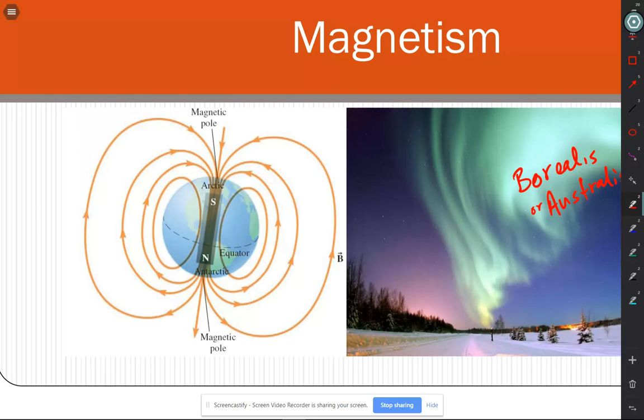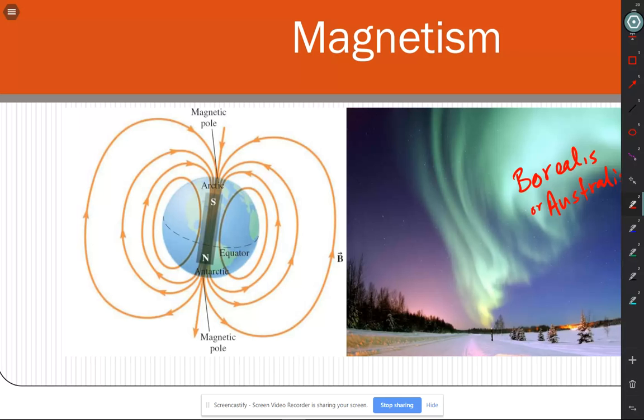Like ancient Chinese people knew about magnetism and created little games that used it. Compasses, you're very aware of, I'm sure, were thought to be somewhat magical. And so there was a lot of mysticism involved with magnetism because they thought there was some kind of magic.